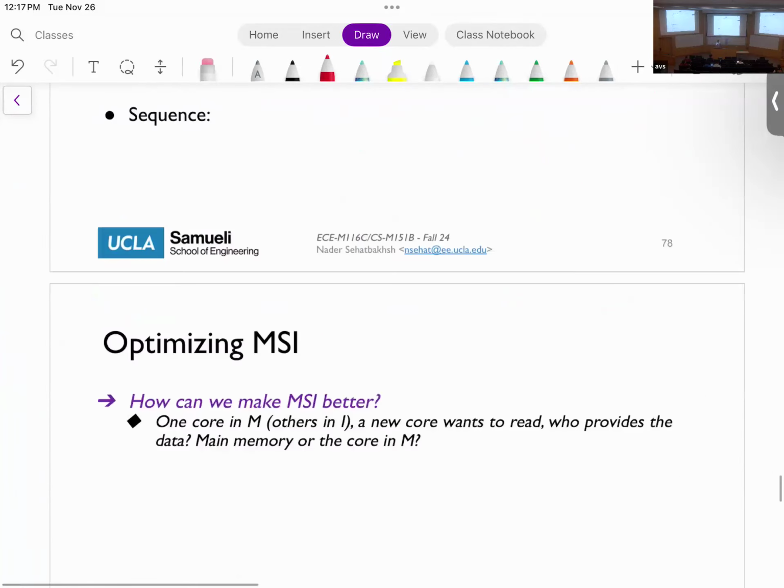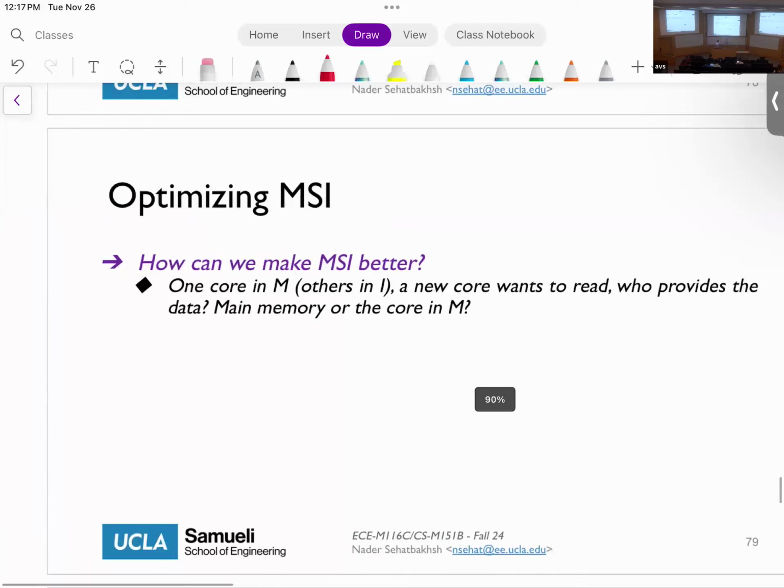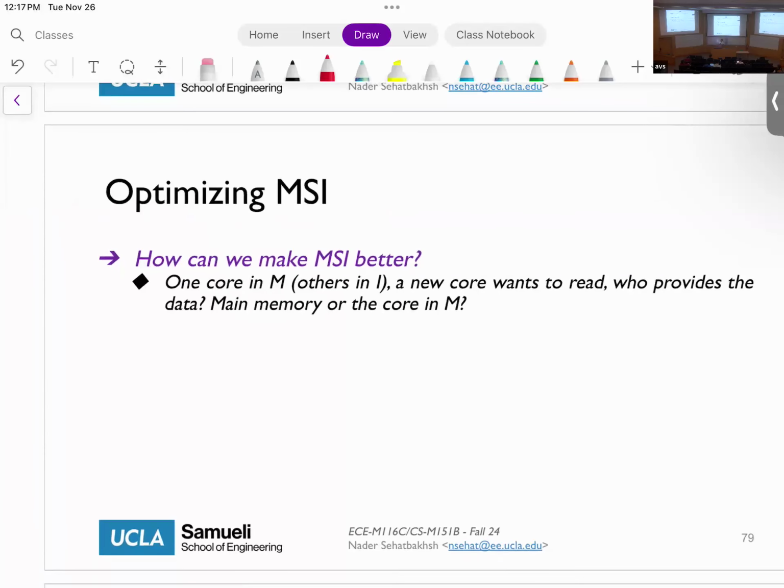All right, so let's talk about why we need these two other states. The first example that I'm going to give you is this. Imagine the scenario like this, that there is a core in M, okay? And of course, when one core is in M, others have to be in I. There's no possibility that one is in M and one of the others is in S. So one is in M and the others are all in I.